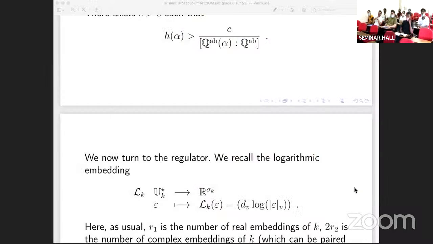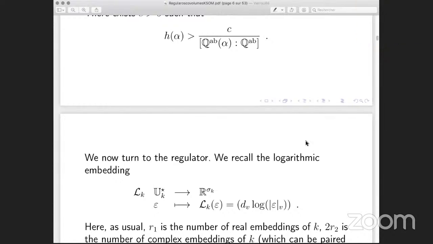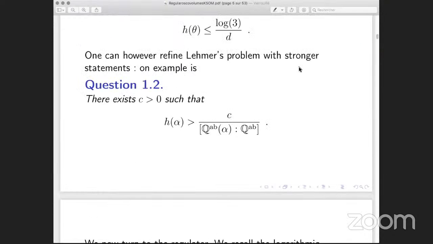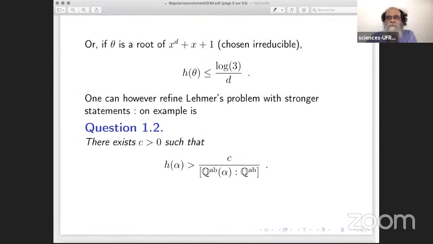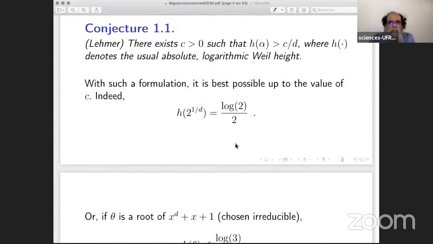Sinnou, I do not see your screen. Oh, it's not shared? What happened? It's on. Oh, now it is. Okay. It has come back? Yes, yes. Okay, excellent. So in case you have not seen it, there is a misprint here for the height of 2 to the 1 over d. It should be log 2 by d.